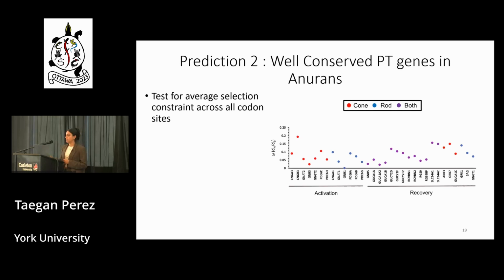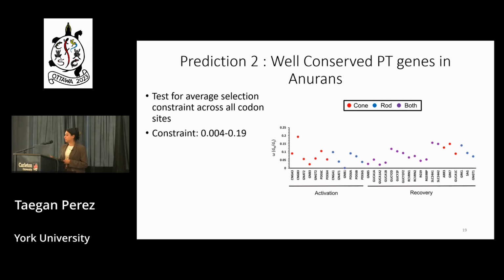For this, we found that selective constraint was between 0.004 and 0.19, which, to give you some context, is very similar to what we've seen in other visual genes that we know are functionally important. So we're seeing that these genes are, in fact, very functionally important in these frogs.